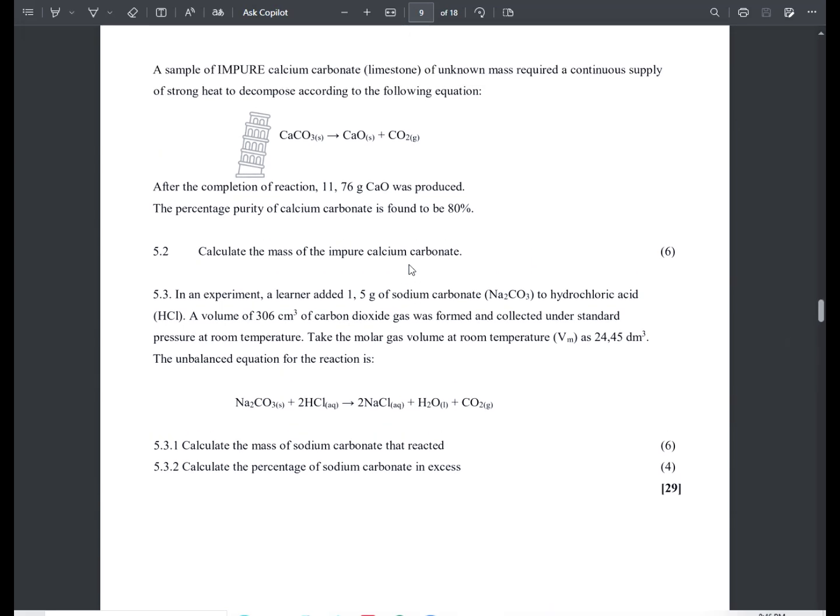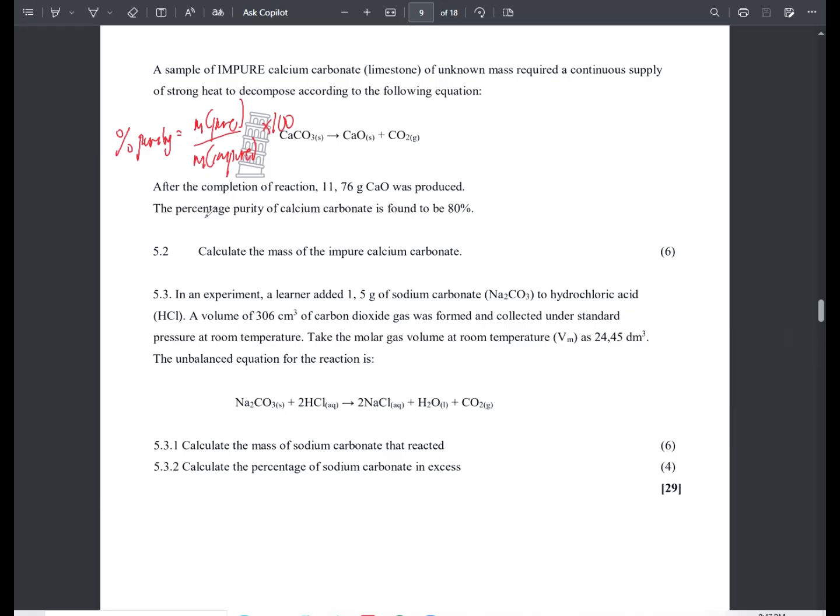So now they want you to calculate the impure calcium carbonate. Now we do know that the formula for percentage purity goes as mass of the pure substance over the mass of the impure substance multiply by 100, right? So in this case, we'd have to calculate the pure substance. We are already given the percentage purity, and then we'd have to do our math here in order to find the mass of the impure, right?